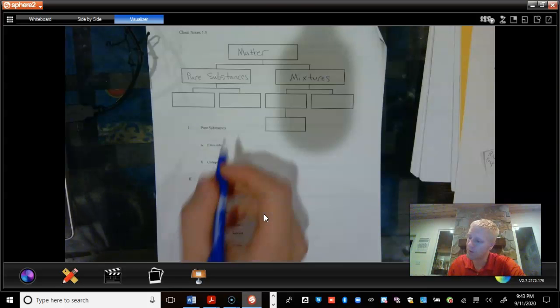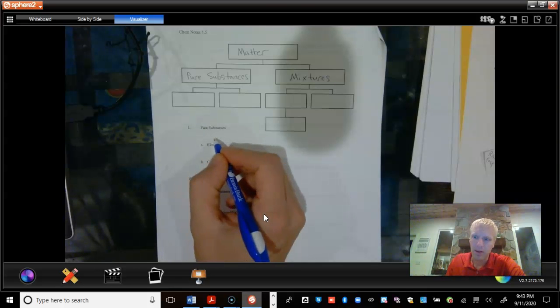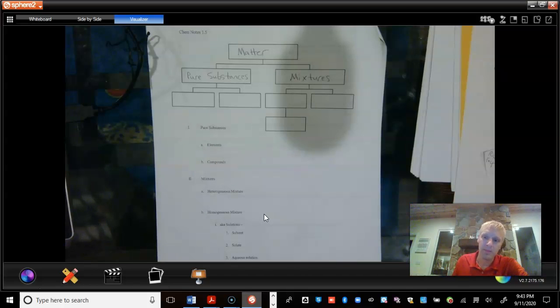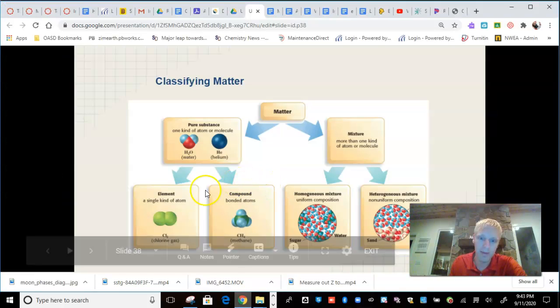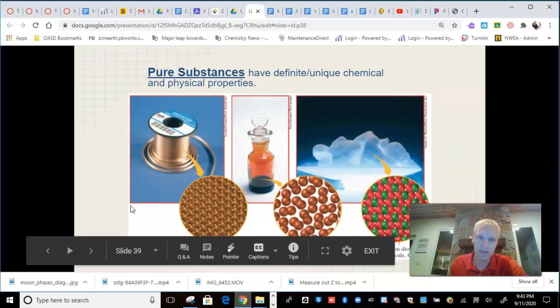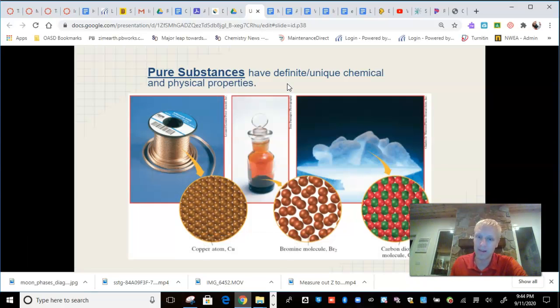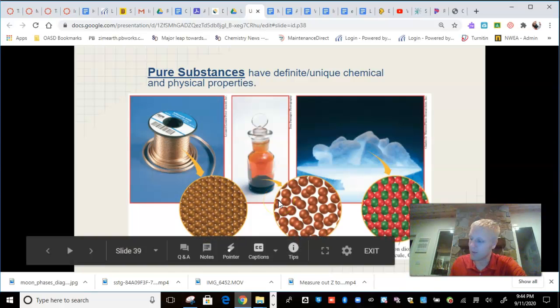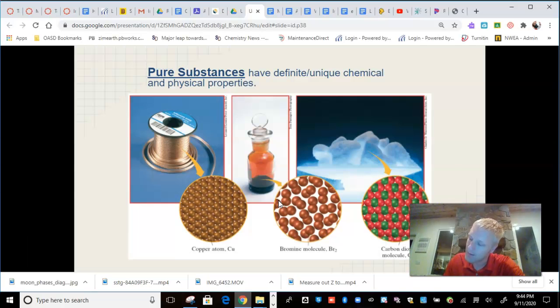All right. So what is a pure substance? We might as well go into our definition right here of pure substances. And what does it say in that PowerPoint? Well, let's go to the pure substance slide. There it is. Pure substances have definite and unique chemical and physical properties. So we're going to write that down. Pure substances have definite and unique chemical and physical properties.